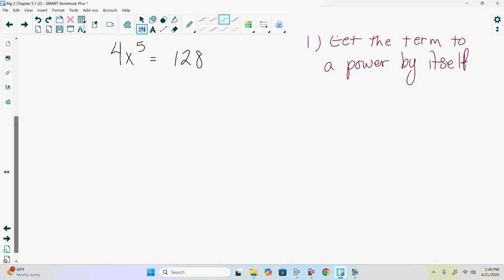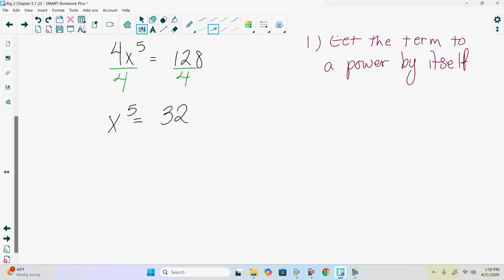So what's with our x to the fifth? Four. We need to get it by itself. What do we need to do to get it by itself? Divide both sides by 4, because 4x to the fifth divided by 4, 4 divided by 4 is 1. So we just have x to the fifth. 128 divided by 4 is 32.